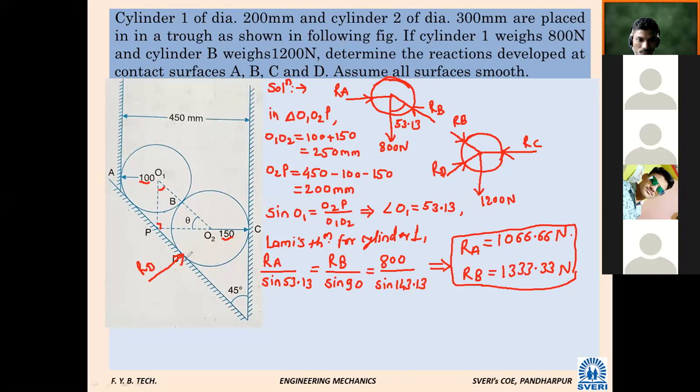90 minus theta, correct. What will be that angle? If not, I will give one clue here. Whatever I have drawn here, the RD reaction, directly extend it up to this vertical plane, this vertical line. Then you can find that angle.